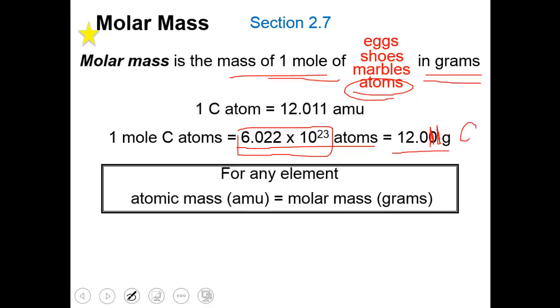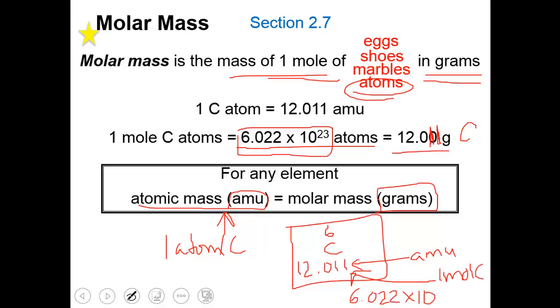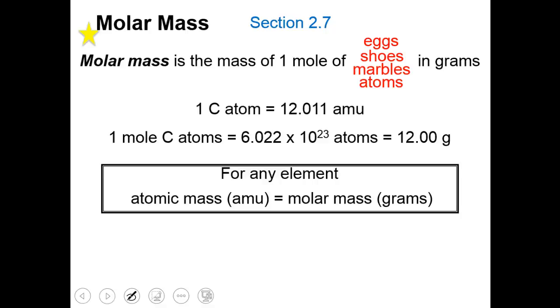So for any element on the periodic table, the atomic mass in AMUs is the mass of 1 mole in grams. So when you're looking at the periodic table, and it says 12.011, that is the mass in AMUs for 1 atom of carbon. But if you wanted to talk about this number in terms of 1 mole of carbon atoms, or 6.022 times 10 to the 23rd atoms of carbon, it would weigh 12.011 grams, which is so awesome that it actually works that way also.